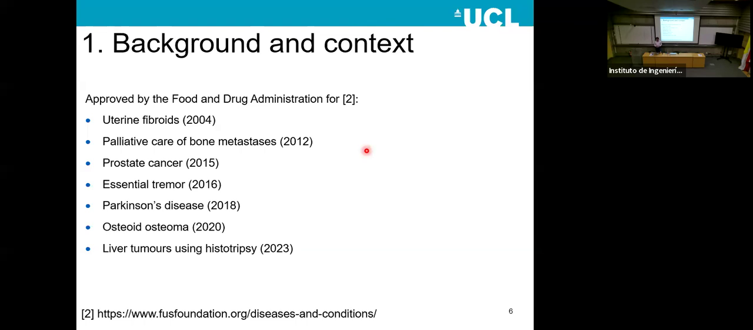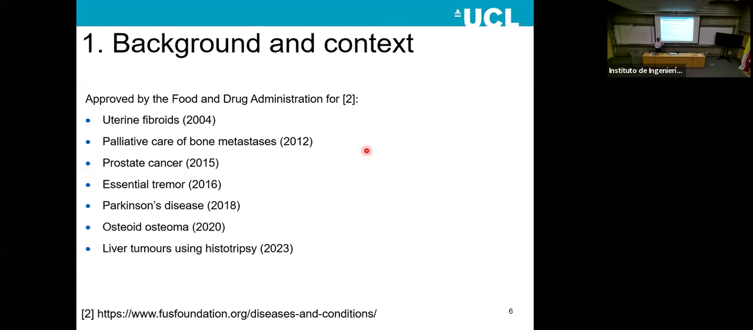Food and Drug Administration for these pathologies: uterine fibroids, palliative care of bone metastases, prostate cancer, essential tremor, being when an individual shakes for not a specifically known reason, by contrast to Parkinson's disease, but more recently Parkinson's disease as well, and osteoma, liver tumors using a modality known as histotripsy, which is mechanical fractionation using ultrasound. That was exactly 1 year ago that this was approved by the FDA.